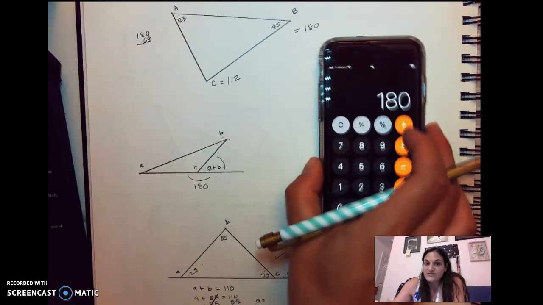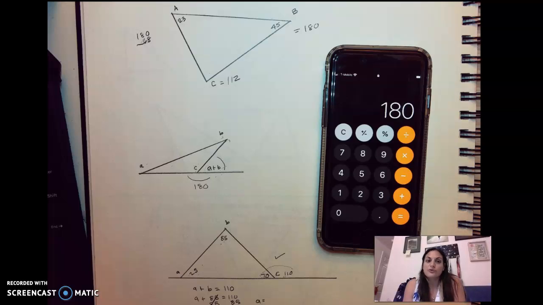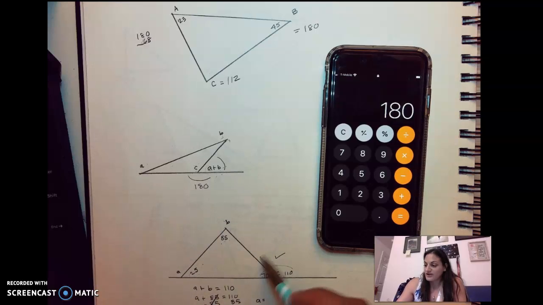That is the exterior angle theorem. It helps you pick up pieces to the puzzle. So again, this angle and this angle equals that exterior angle here, which is outside of the triangle.